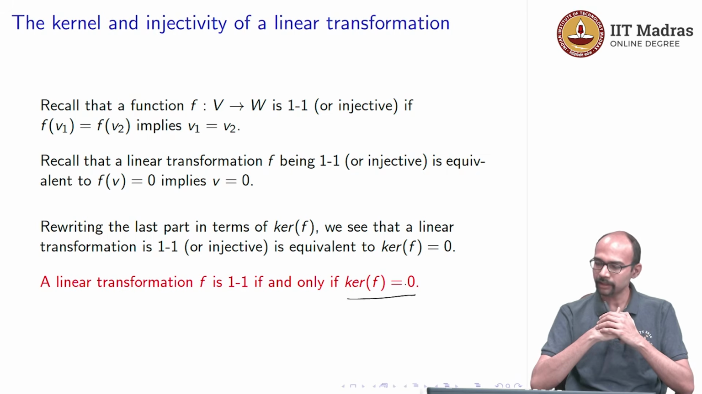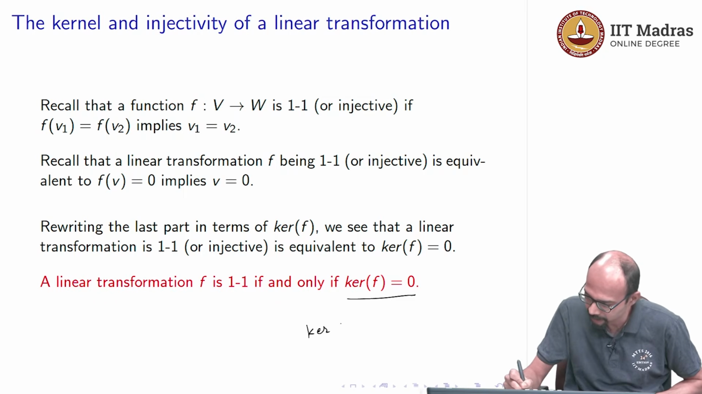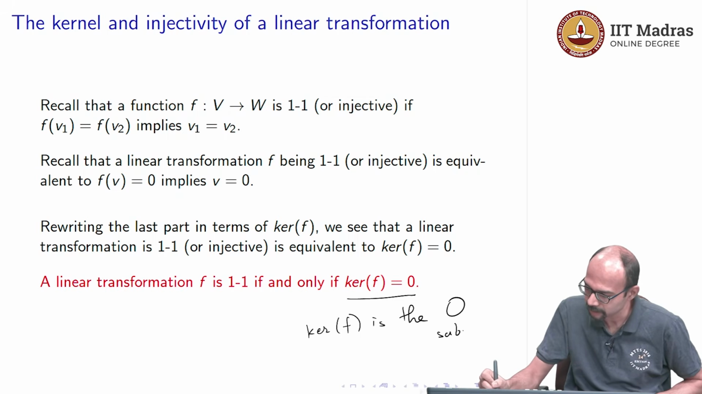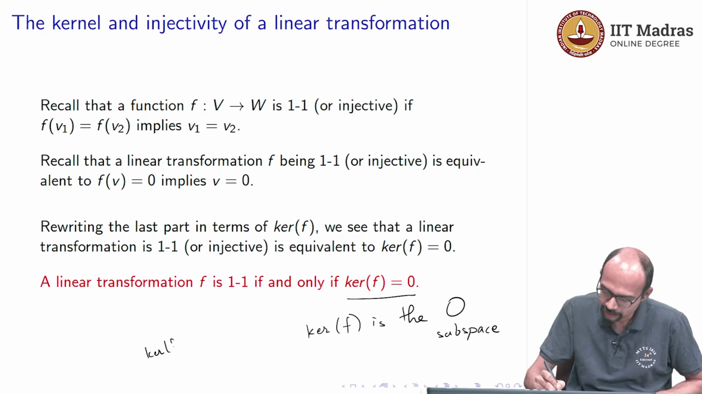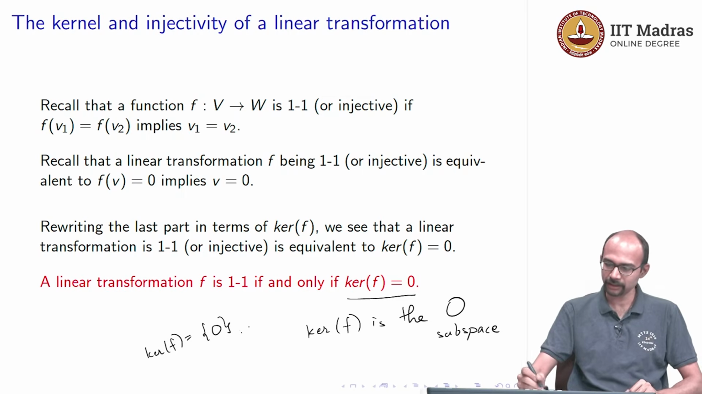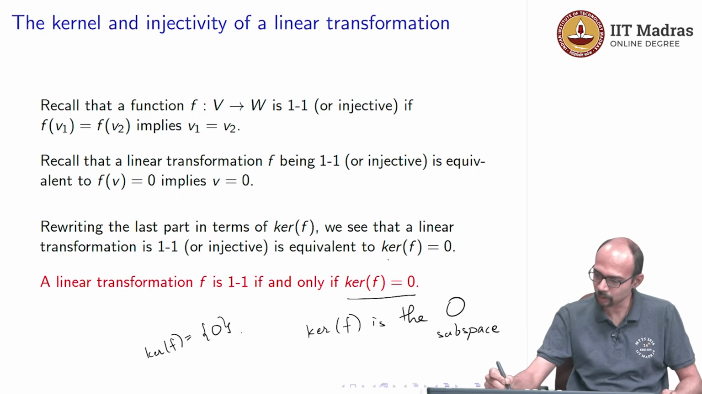So, what do I mean by kernel of f is 0? What I mean here is that it is a 0 subspace. So, this should be better written as kernel of f is the 0 subspace, which means it consists of the set {0}. Remember, 0 itself is a vector space. It satisfies all the properties of a vector space, and it is a subset of V. So, it is a subspace of V. So, kernel of f is the 0 subspace. That is what we mean by these two statements here.